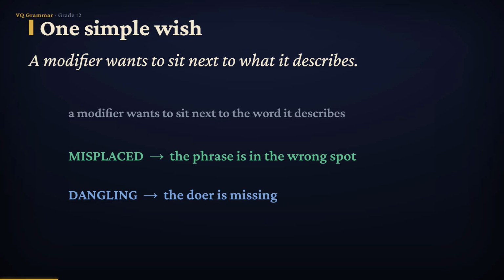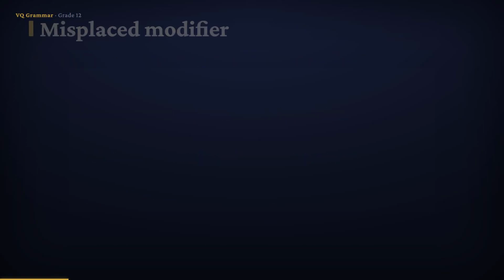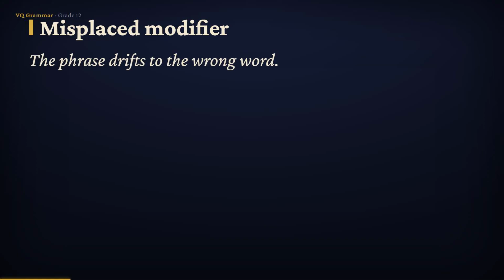is nearest. So keep two things in mind. Put the modifier next to what it modifies, and make sure that word is really in the sentence. Get those two right, and the rest is easy. Let's start with the first kind of trouble, the misplaced modifier.